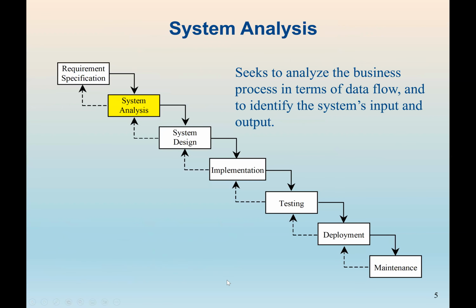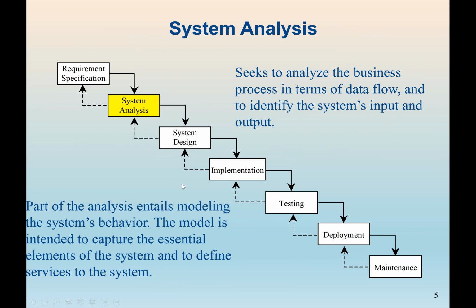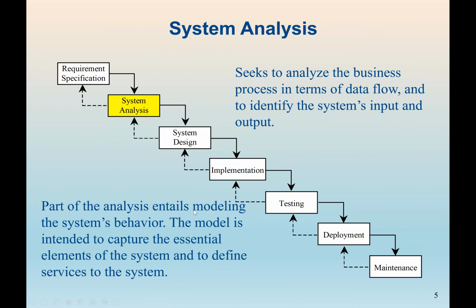Now, the next is the system analysis. So here we seek to analyze the business process in terms of data flow, and also to identify the user's input and output. Now, the process of converting input to output is where we move to the next phase, which is the system design phase. So part of the analysis entails modeling the system behavior. The model is intended to capture the essential elements of the system and also to define the services to the system.